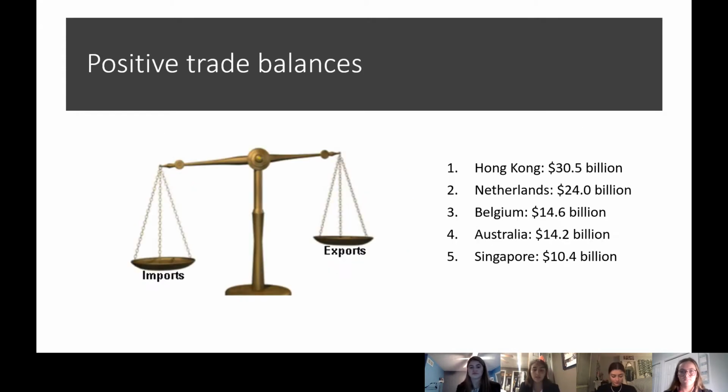And this is just about the positive trade balances, which means that we are in a surplus. Currently, we're in surpluses with Hong Kong, Netherlands, Belgium, Australia, and Singapore. But these surpluses are clearly much less than the deficits we are in.